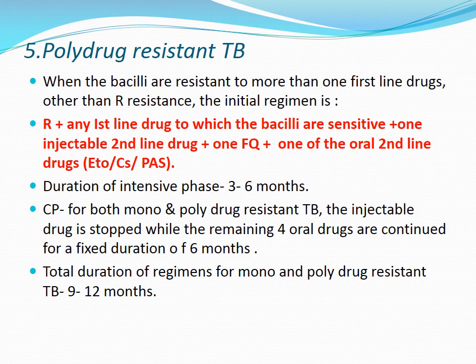So intensive phase 5 drugs in mono drug and poly drug resistant tuberculosis and continuation phase 4 drugs for 6 months. So what will be our total duration of regimen? If intensive phase is 3 months and continuation phase is 6 months, it is 9 months. But if you extend the intensive phase to 6 months and continuation 6 months, it is 12 months. So the range is 9 to 12 months for total duration of treatment in polydrug resistant tuberculosis.